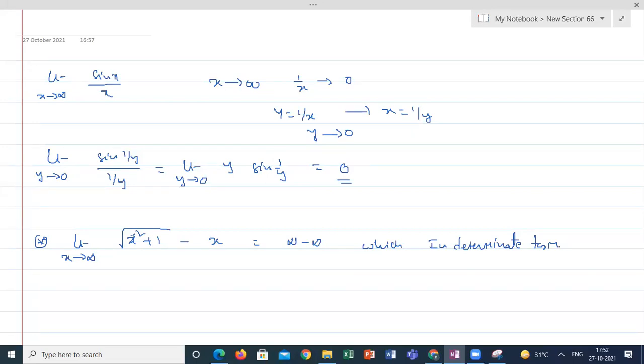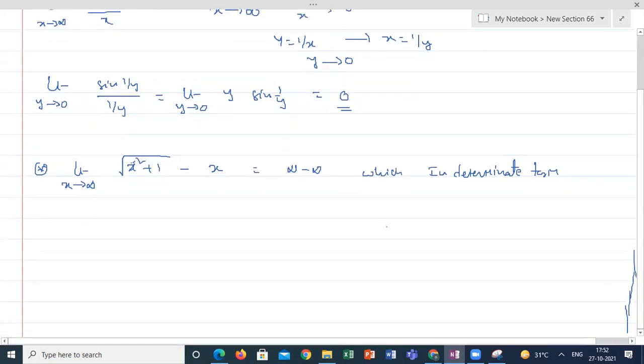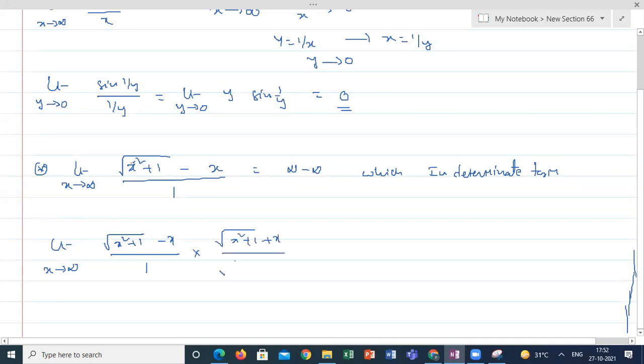Whenever you get x tends to infinity, try to change the x values into the form of 1 by x. How can I change? Whenever I get this kind of irrational function, the only option is rationalizing the numerator. Considering this as a fractional function, limit x tends to infinity of root of x square plus 1 minus x divided by 1, I multiply by root of x square plus 1 plus x divided by root of x square plus 1 plus x.